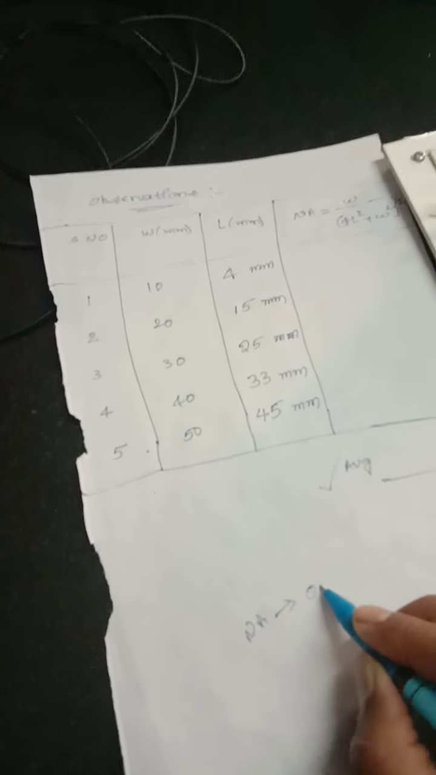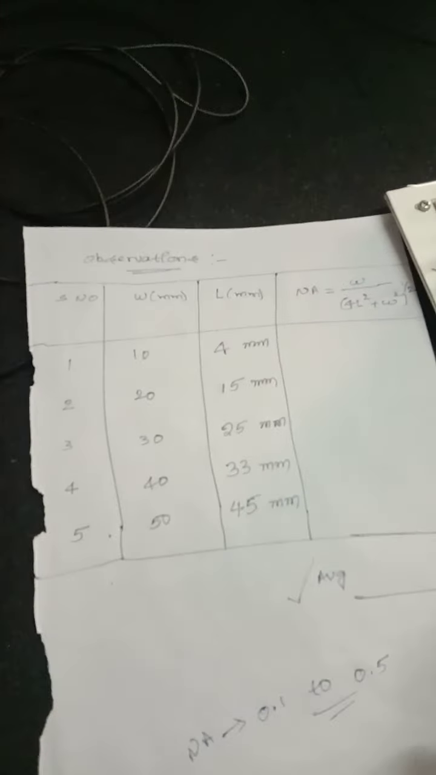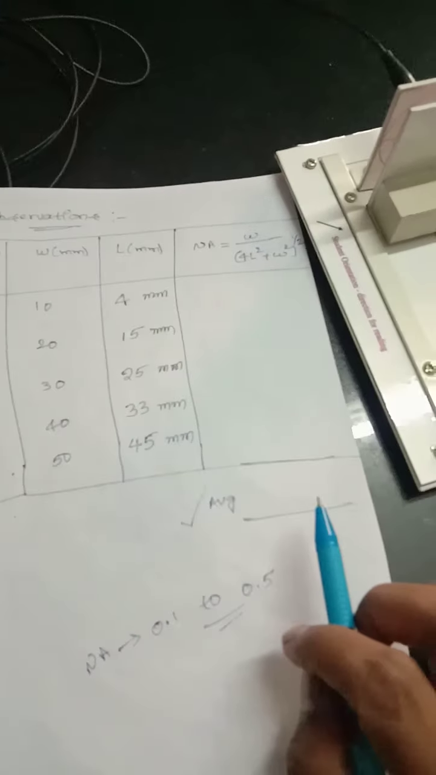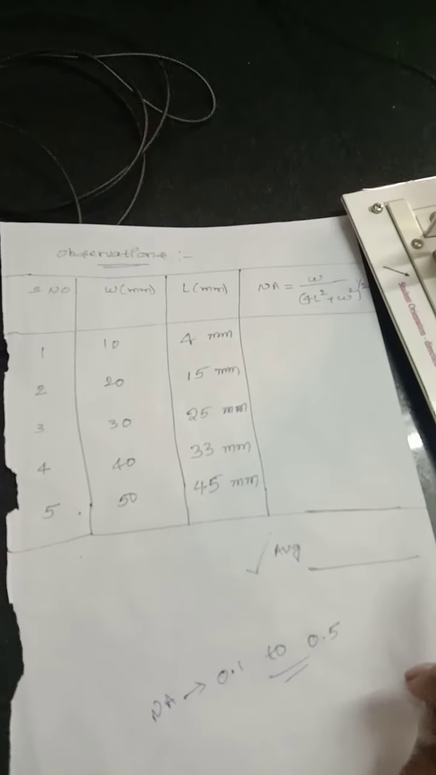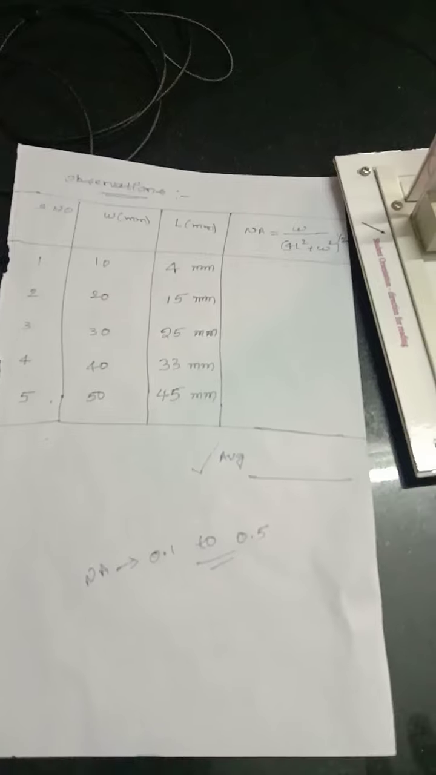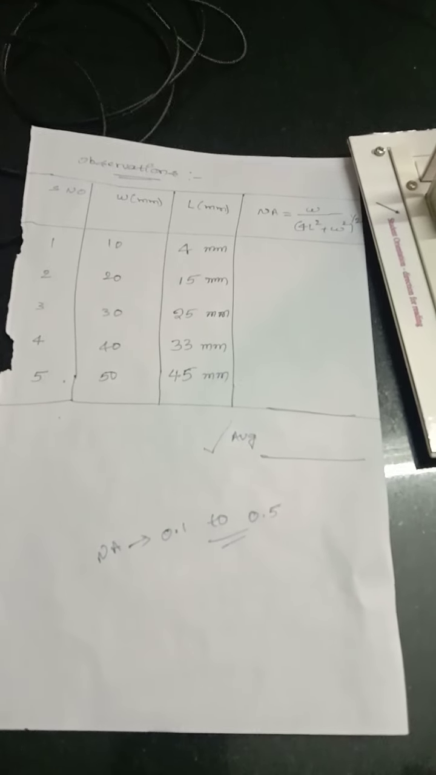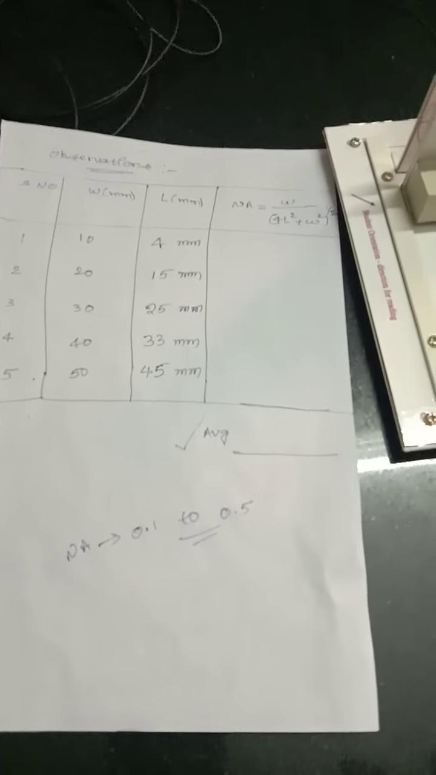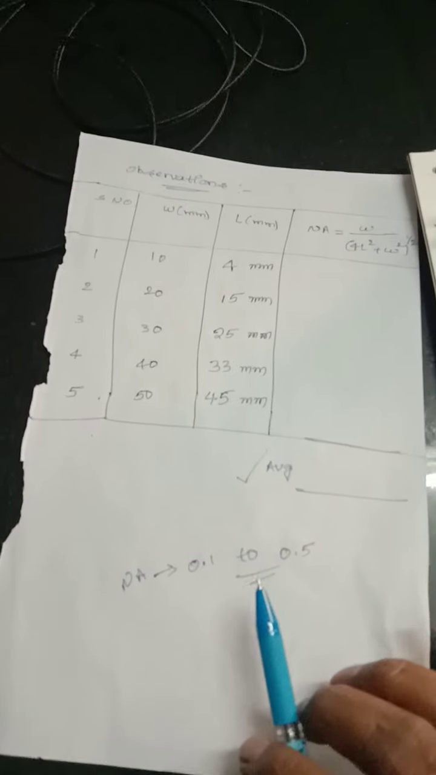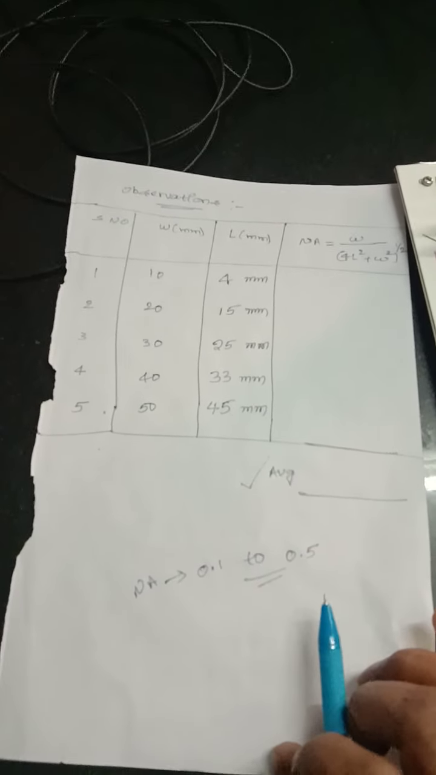Generally the value of the numerical aperture varies from 0.1 to 0.5. So your answer should be between 0.1 and 0.5. The numerical aperture never depends upon the fiber dimensions. It mainly depends upon the core and clad, that is, on N1 and N2. And the value of the numerical aperture is 0.1 to 0.5.